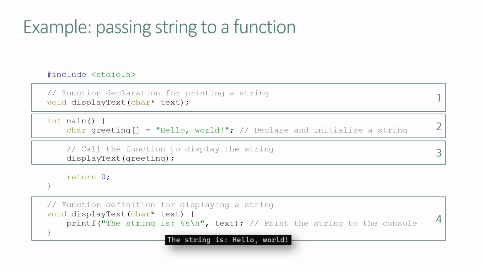3. Then we get to the action part. We call the displayText function and hand it our greeting. It's like we're saying, hey, here's my message, go ahead and announce it. 4. And that's exactly what displayText does. It takes our greeting and prints it out for us. So the whole program is like someone preparing a message and then using a function to broadcast it. Simple, but pretty neat.